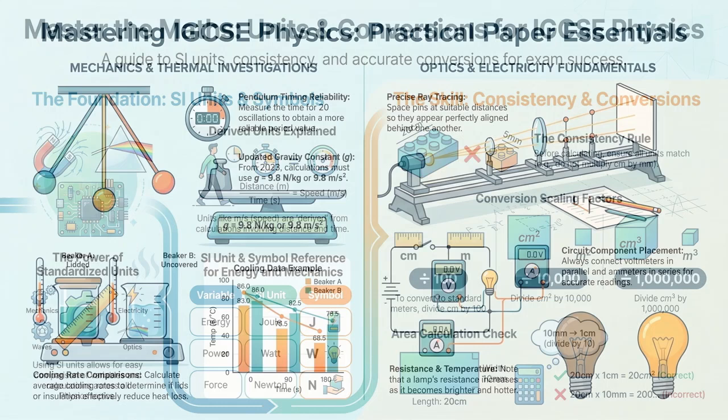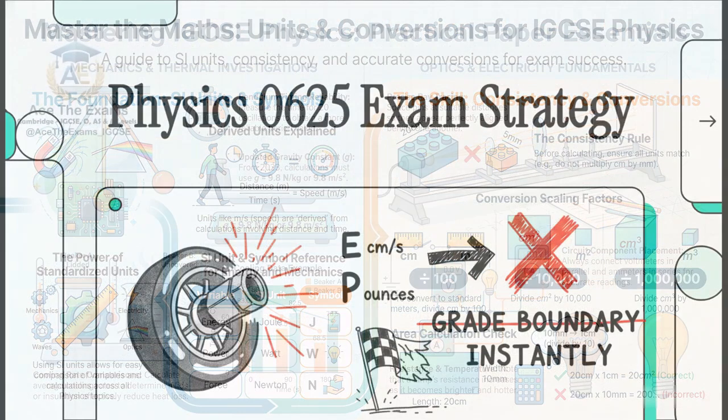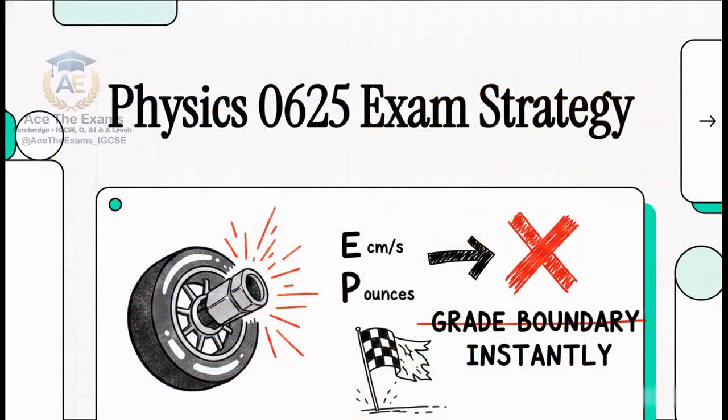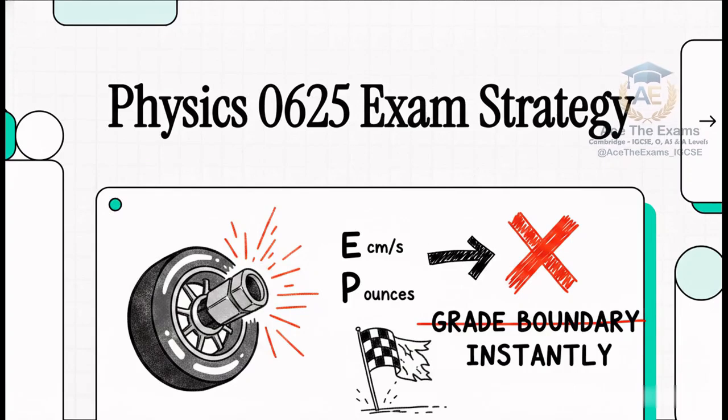Imagine an F1 pit stop. A single millimeter of misalignment on a wheel nut, the car crashes out, you lose the race entirely. Well, Cambridge IGCSE Physics 0625 is exactly the same. Mixing up your units in an energy or power calculation is literally that misaligned wheel nut.